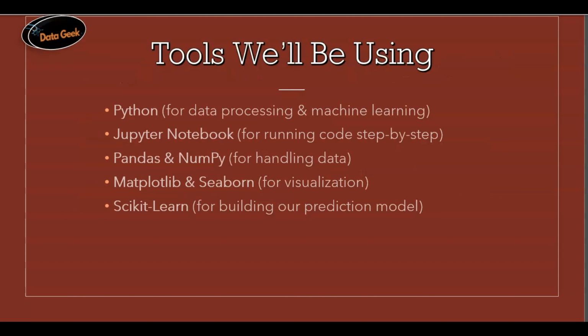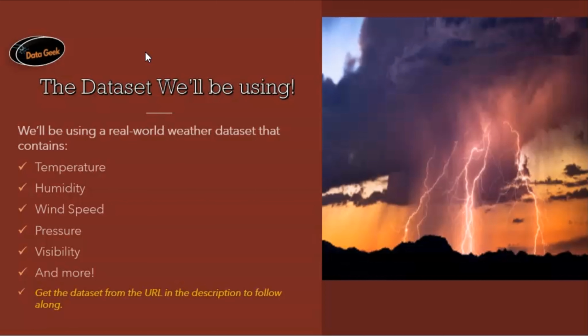The tools that we'll be using today are Python for data processing and machine learning, and Jupyter Notebook for running code step by step. The libraries we will be using are Pandas and NumPy for handling data, Matplotlib and Seaborn for visualization, and Scikit-Learn for building our prediction model. The dataset we will be using is a real-world weather dataset that contains temperature, humidity, wind speed, pressure, visibility, and more. To get this dataset, I will put the URL in the description below for you to copy and paste into your Jupyter Notebook so you can follow along.